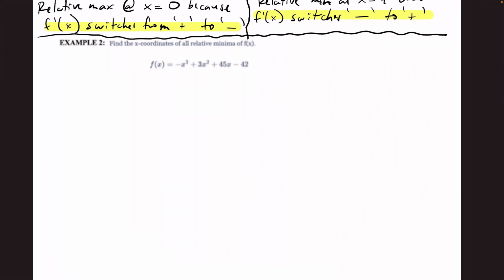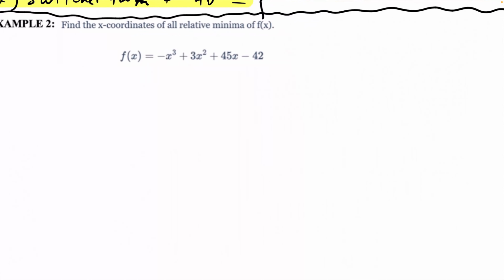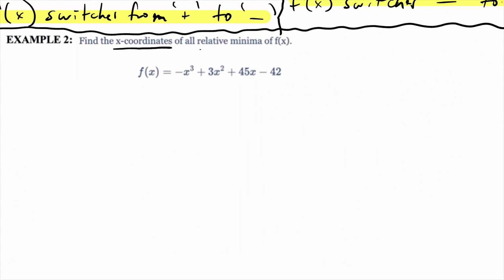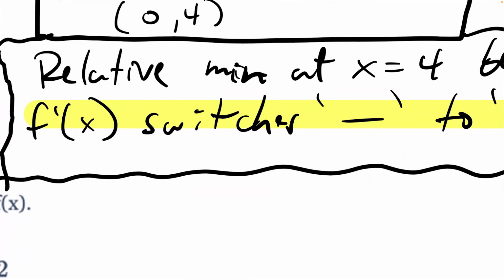Okay, example number 2. Let's go to example number 2 now. Okay, so this one, they want us to find the x-coordinates of all relative minima. Minima is just the plural of minimum. That's all it is. So if there's more than one, it's called minima. If there's just one, it's called minimum. Okay? Maximum. All right. So they only want these guys here.